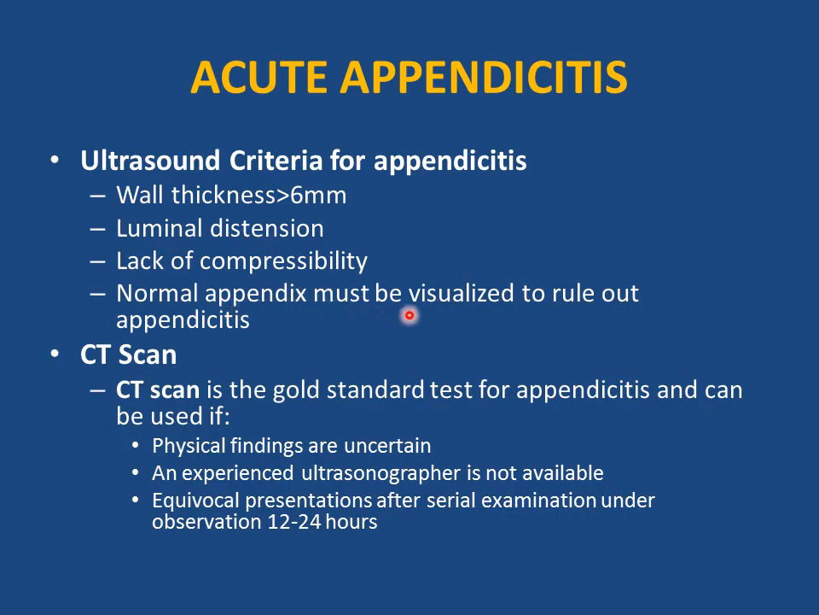Normal appendix must be visualized. If you cannot see the appendix, you cannot rule out appendicitis on ultrasound. CT scan. CT scan is the gold standard test for appendicitis and can be used in cases where the physical finding is uncertain, an experienced ultrasonographer is not available, the presentation is equivocal after serial examinations, and under observation for 12 to 24 hours. So really, you try to avoid CT scan if you can.